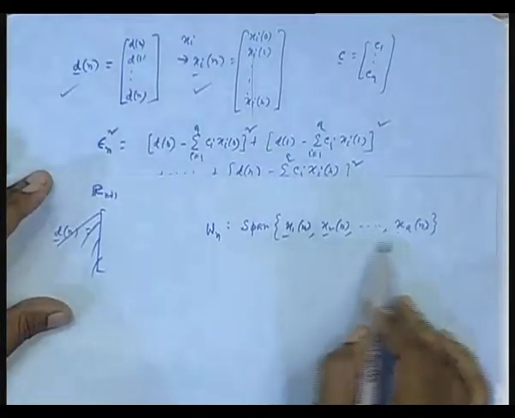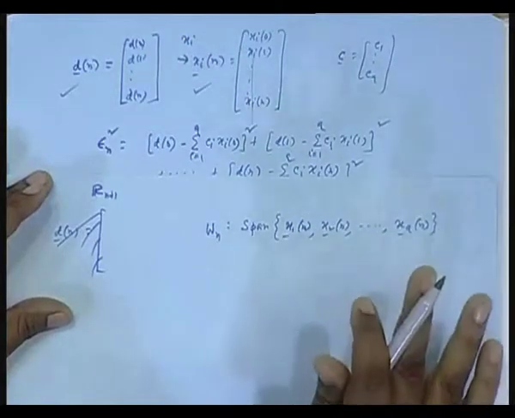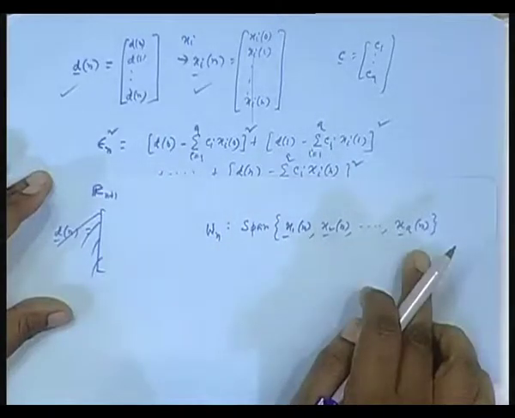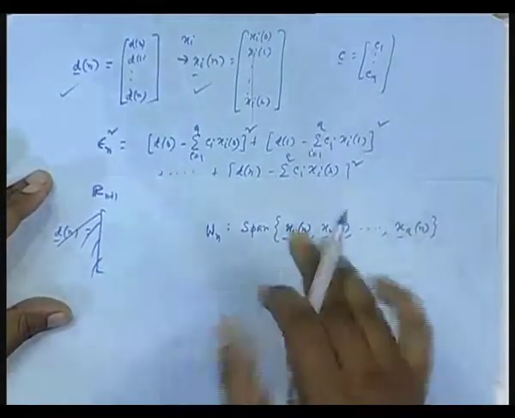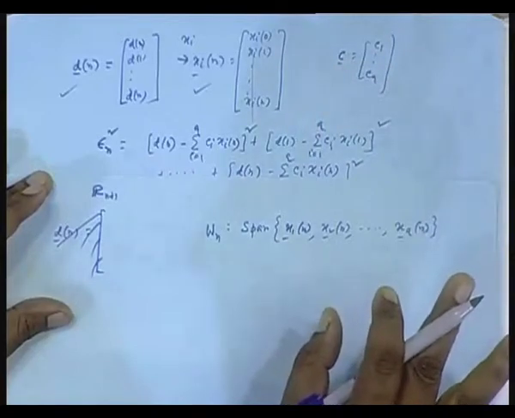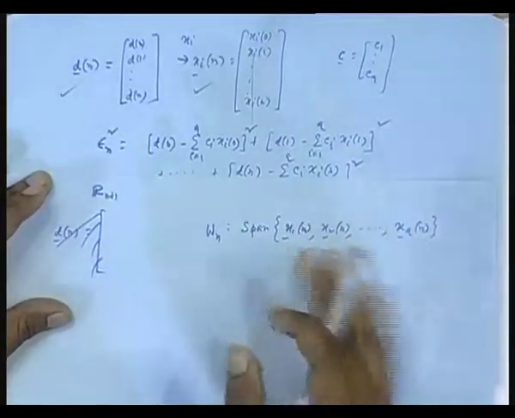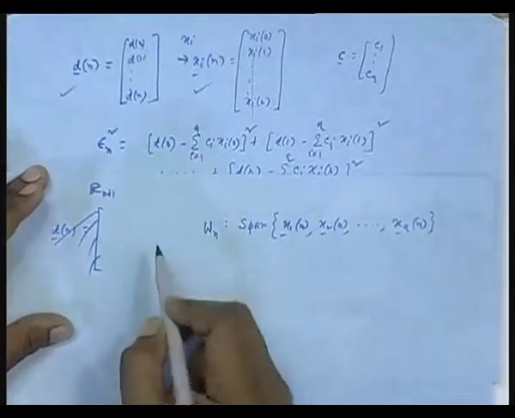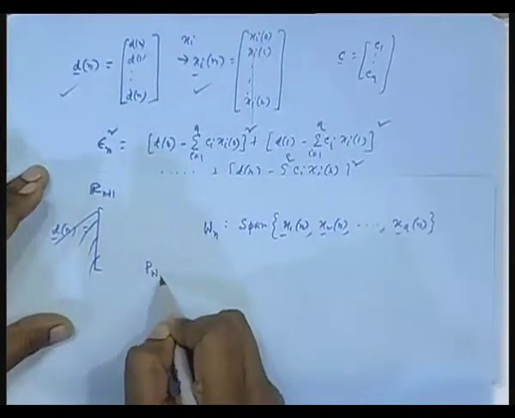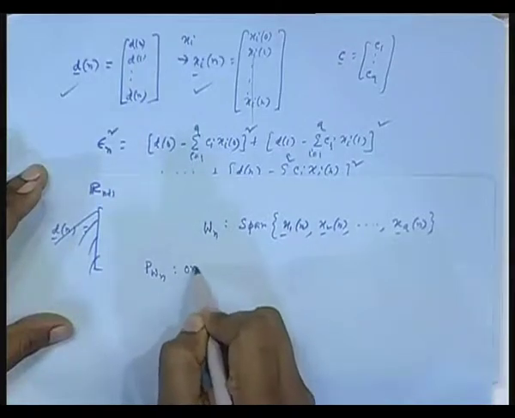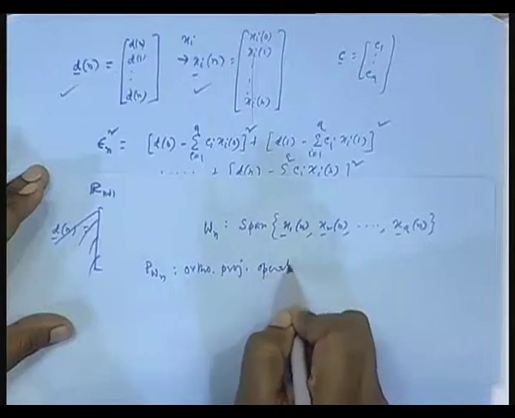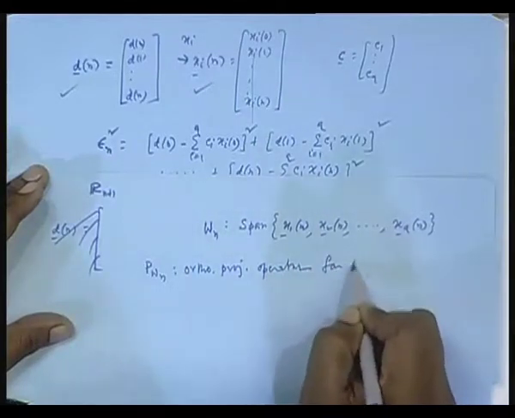I am assuming these vectors to be linearly independent for the time being. That also has to be seen and verified. You will see that these vectors are not always linearly independent. All those things will come up, but for the time being assume they are linearly independent. The conditions required for them to be linearly independent will be satisfied, suppose, and W n is a space, and P W n is the orthogonal projection operator for W n.